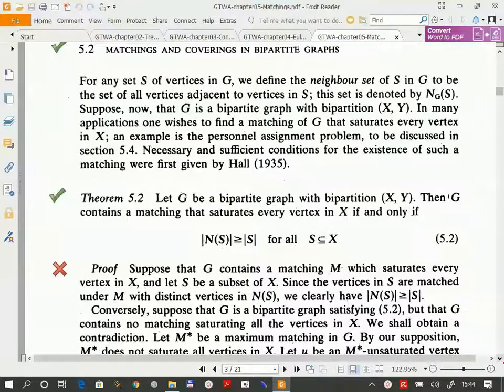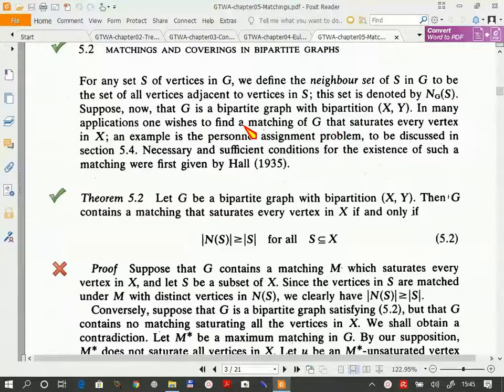Now we go to bipartite graphs. So Pakistan will be happy. For any set of vertices S, define the neighbor set of S to be the set of all vertices adjacent to vertices in S. This set is denoted like this.